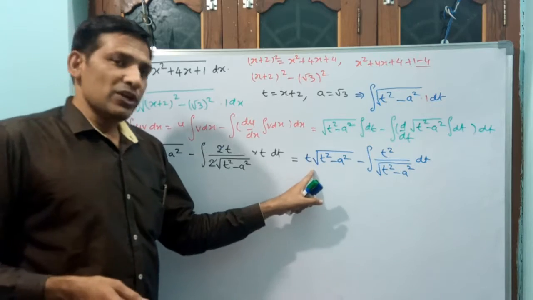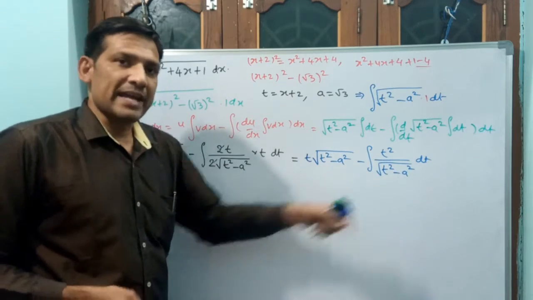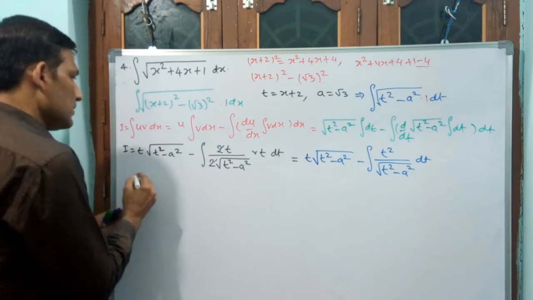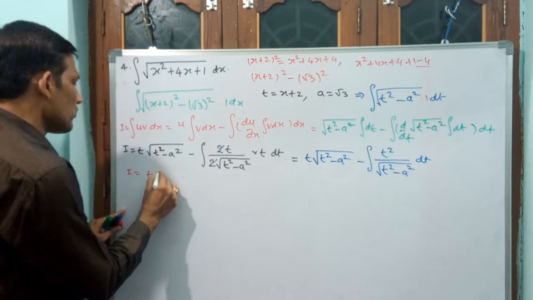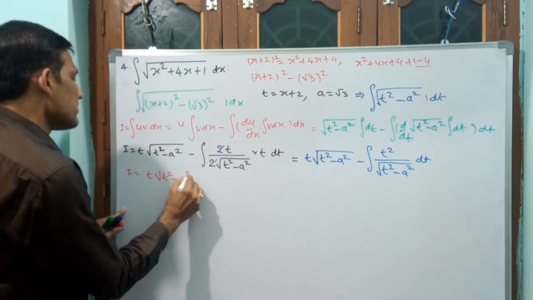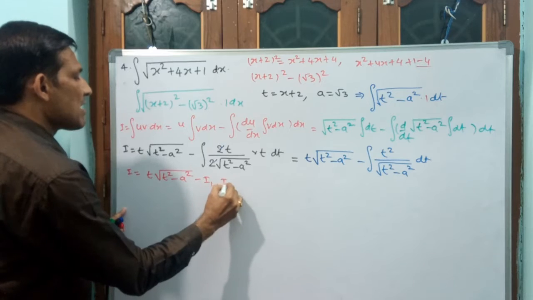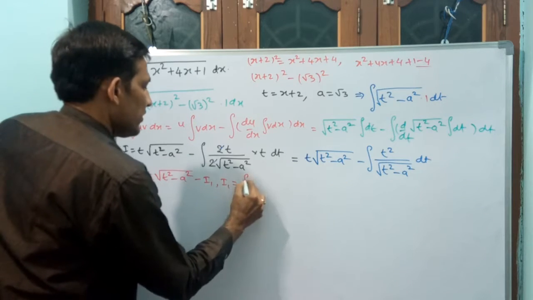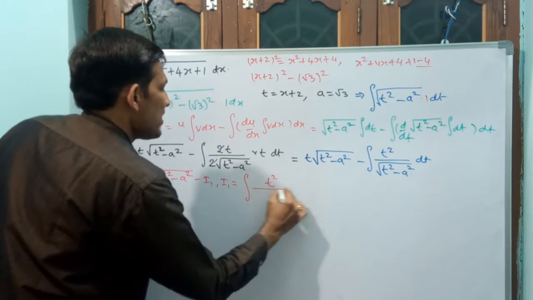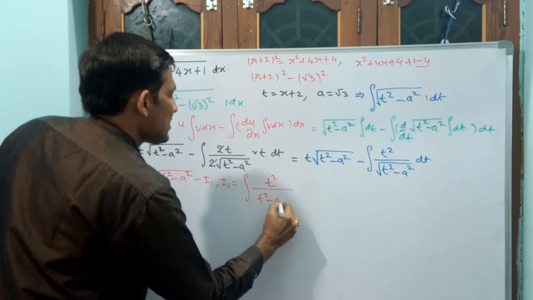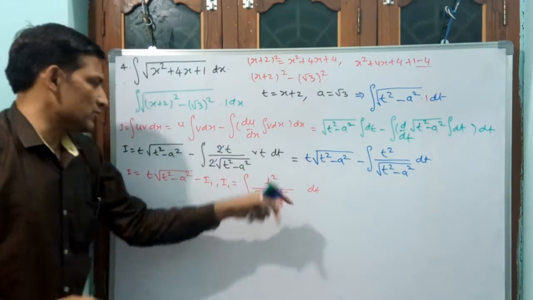I is equal to t into square root of t square minus a square minus I1. I am going to write this I, I am taking as I1. See how I am doing. I is equal to t into square root of t square minus a square minus I1, where I1 is equal to integral t square by square root of t square minus a square dt. Is it okay? First you see I1.